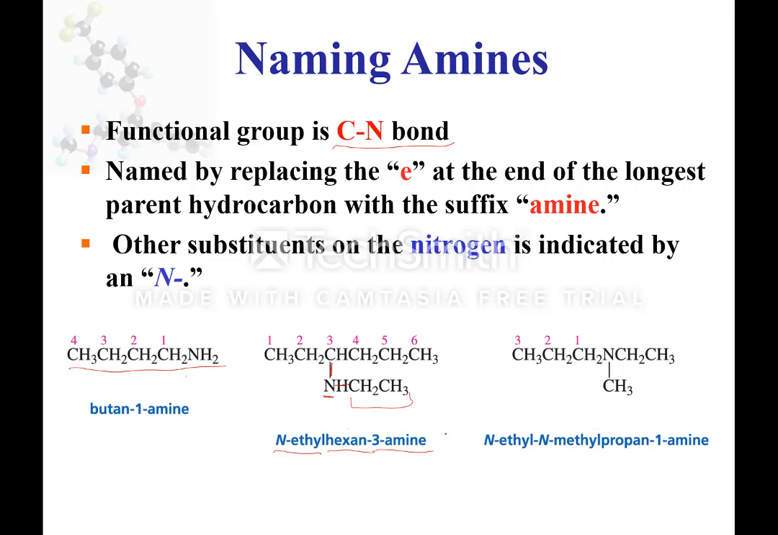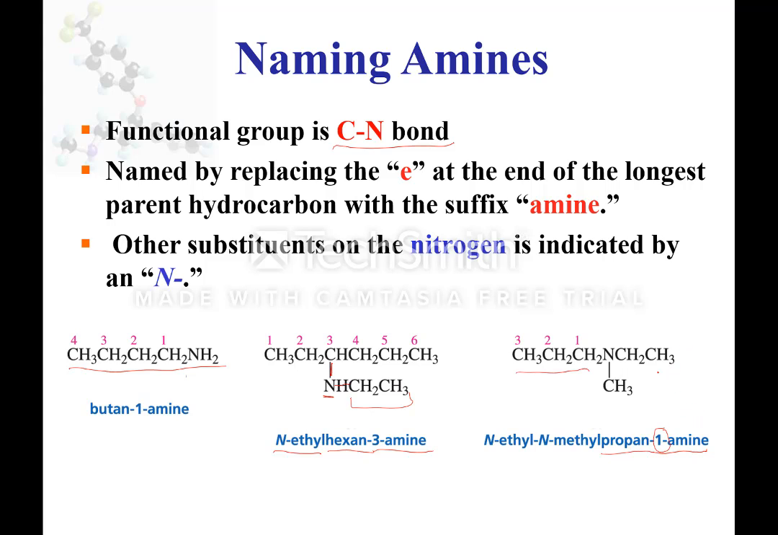Finally, we see this particular amine having 3 carbon-nitrogen bonds. Again, we find the one that has the longest chain, which happens to be a 3-carbon chain. So this is going to be a derivative of propanamine. It's situated on carbon 1, so it's a propane-1-amine.